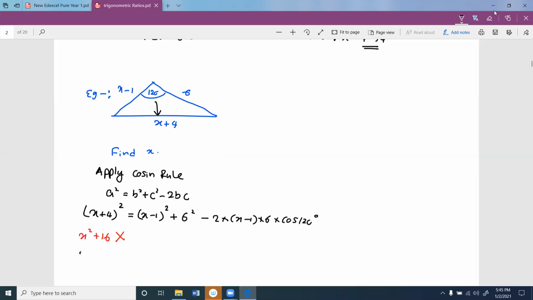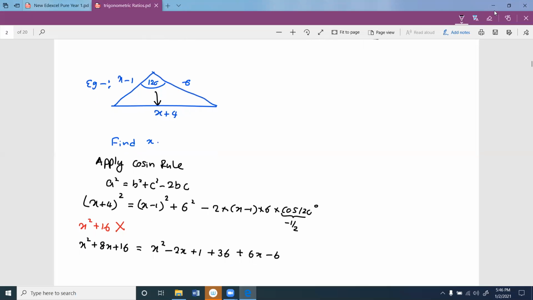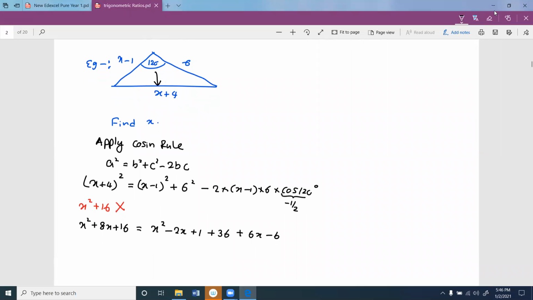That is x squared plus 8x plus 16 is equal to x squared minus 2x plus 1 plus 36. So when you're working this out, you have to understand that this cos 120 is minus half. So minus half and plus half get cancelled. This turns up to plus 1, that turns up to 36 plus 6x minus 6. So I think I did it perfectly. Again, if I just review this, minus half cancels with minus 2, it's plus 1. 6 into x is 6x, 6 into minus 1 is minus 6.